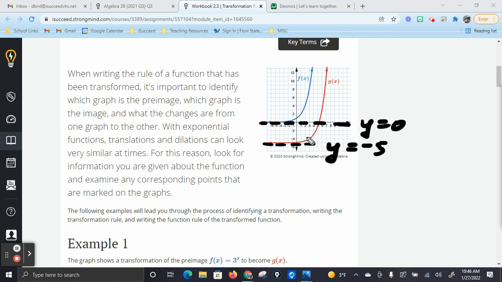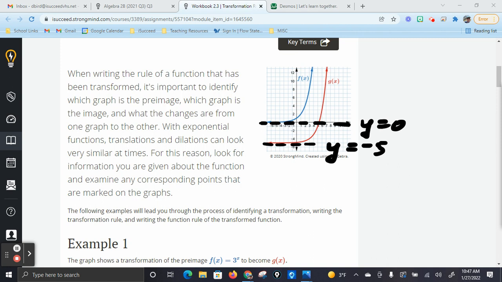So those asymptotes are going to be really helpful for us when identifying transformations. Because now I can tell that to change from 0 to a -5, this graph has probably been translated specifically down 5 units. So just use that as a tip.